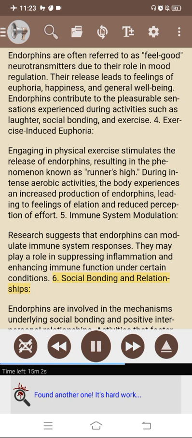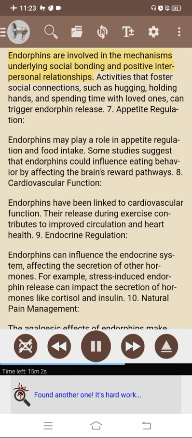6. Social bonding and relationships. Endorphins are involved in the mechanisms underlying social bonding and positive interpersonal relationships. Activities that foster social connections, such as hugging, holding hands, and spending time with loved ones, can trigger endorphin release.